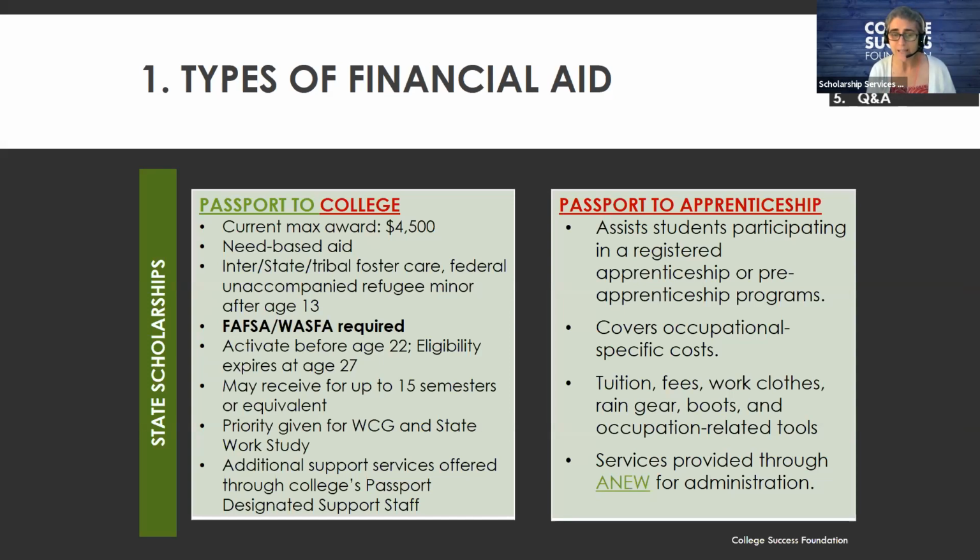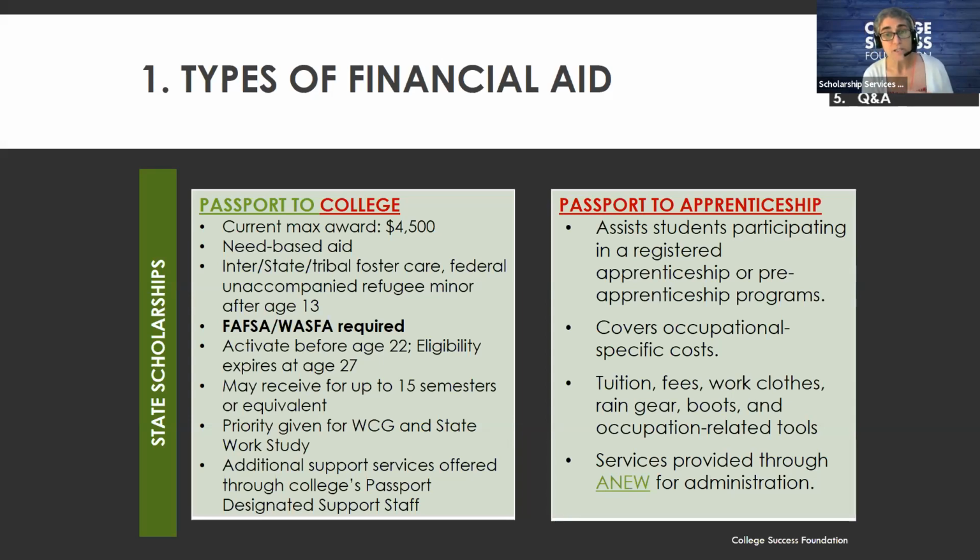It's need-based. It has to be activated before students reach the age of 22, and it expires once they reach the age of 27. Priority is given to students that are receiving the Washington College Grant or state work study. And there are additional services and supports that they can receive through the passport designated support staff that is housed within the college or university the student is attending.